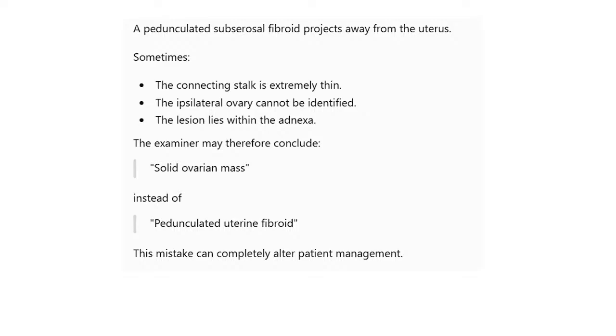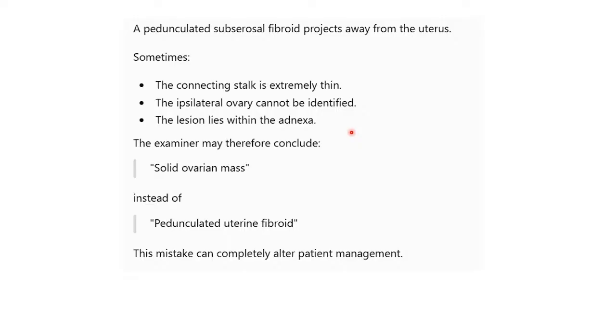So, a pedunculated fibroid, a subserosal fibroid, projects away from the uterus. I hope you know I've explained about the different types of fibroids before, but it's the one that projects away from the uterus. Sometimes the connecting stalk is extremely thin. The ipsilateral ovary cannot be identified. The lesion lies within the adnexa.